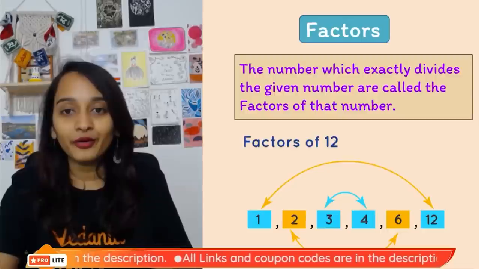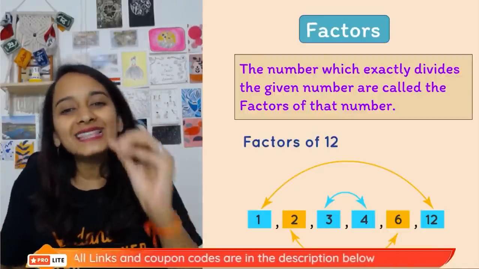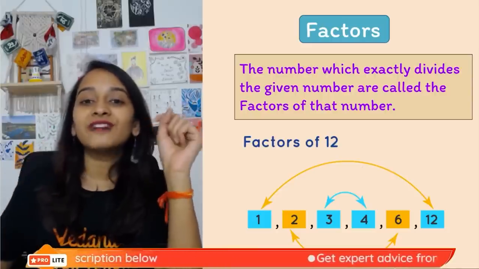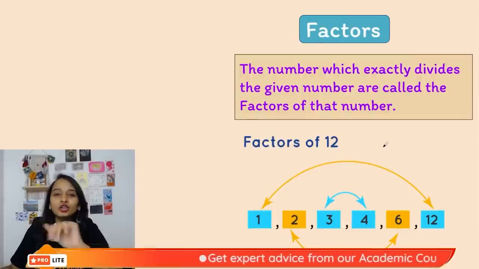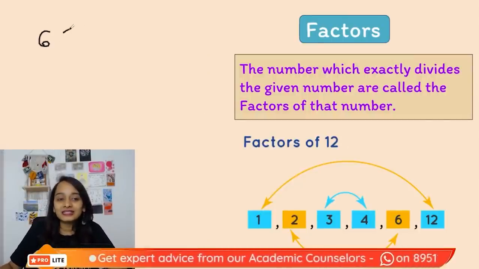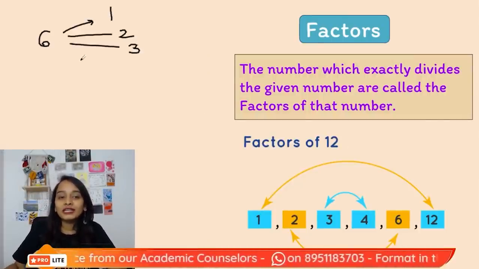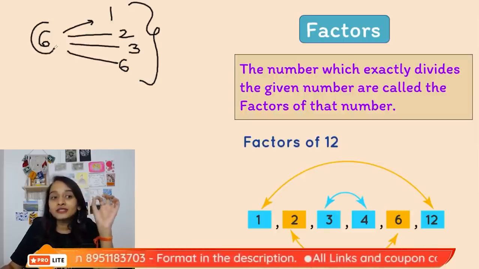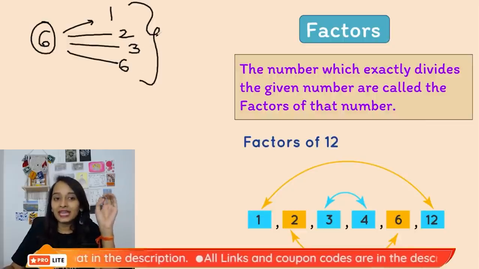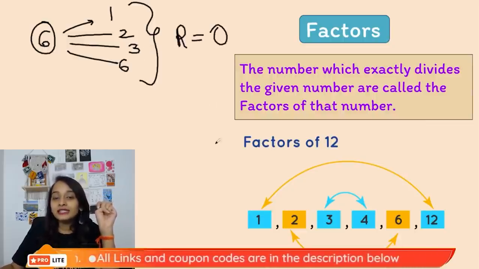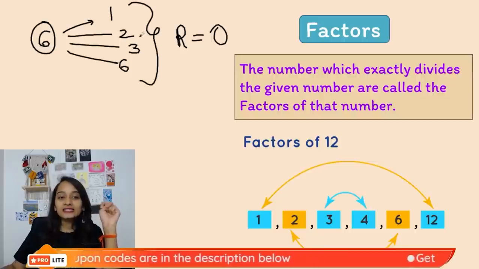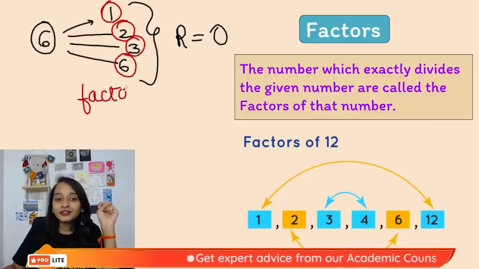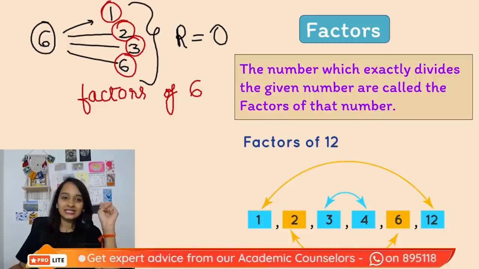Factors of a number. So, if a number is exactly divisible by another given number, then that number is called a factor of that number. Is it confusing? Don't worry. I have told you that 1, 2, 3 and 6 are exact divisors of 6. That means, when you are dividing 6 by any of these numbers, the remainder is 0. So, you can say that these numbers 1, 2, 3 and 6 are factors of the number 6.